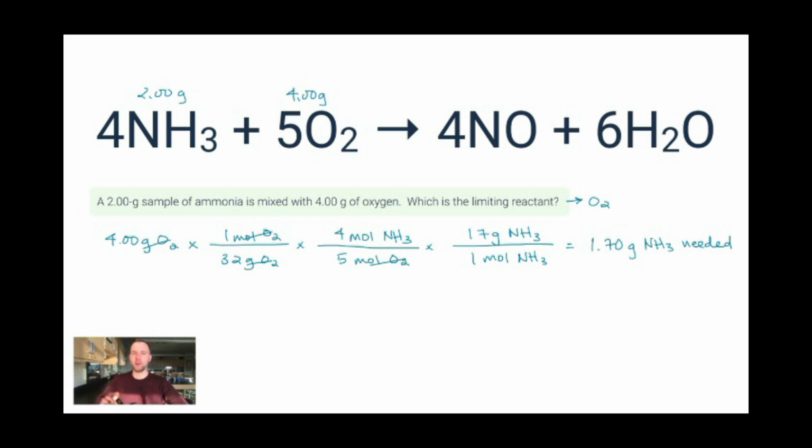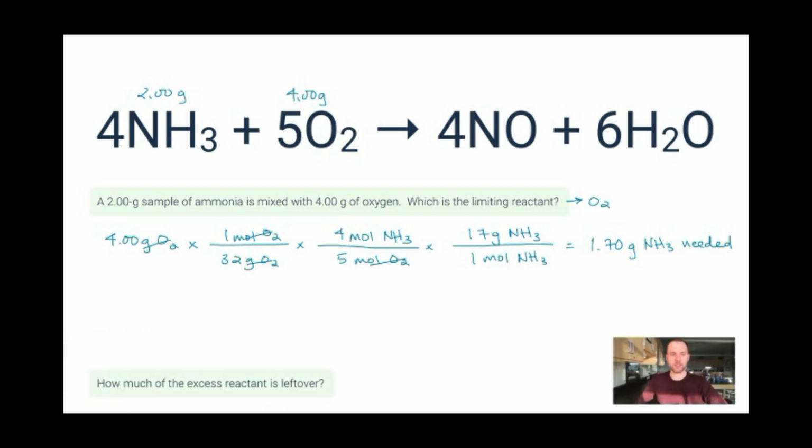Now, a very common follow-up question to this is this: how much of the excess reactant is left over?